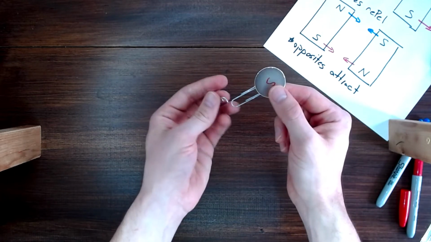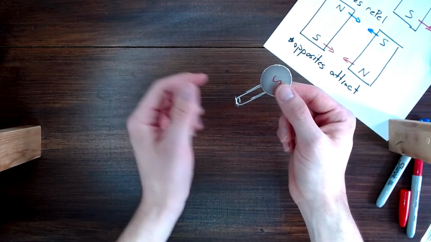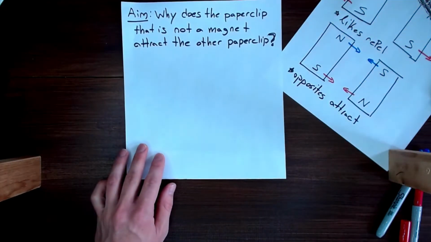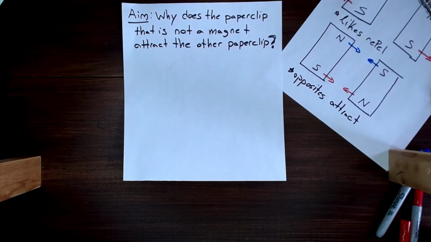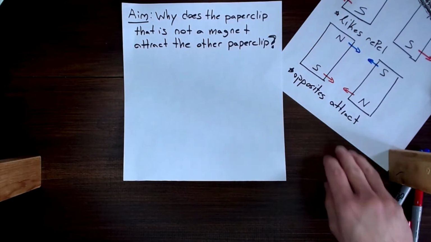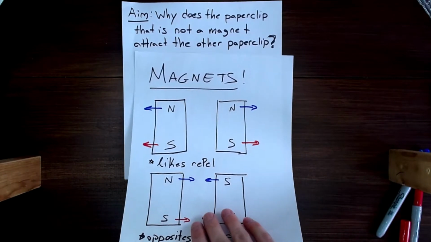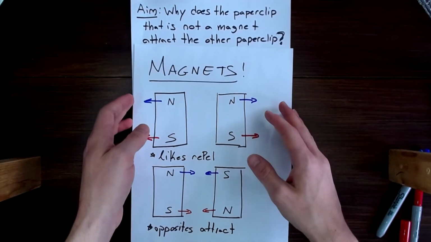Oh, that's fine. Okay. Right. Still works. So with that, let's get into what is our aim. Why does the paper clip that is not a magnet attract the other paper clip, which is also not a magnet? And to start that discussion, I just want to go back to this.